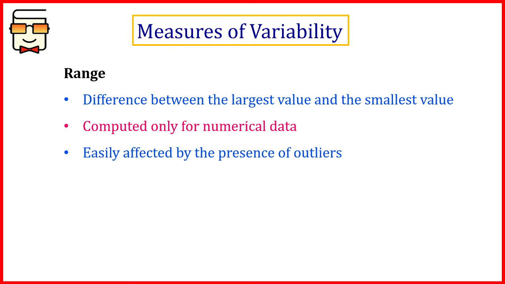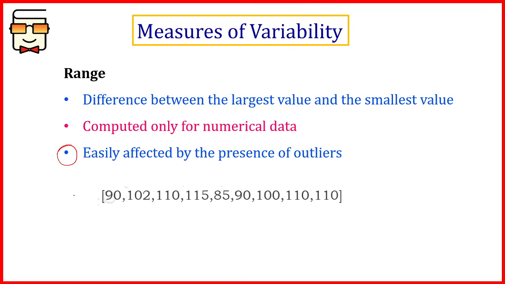Also, it is easily affected by the presence of outliers, because an outlier will be either a very small value, generally the smallest value, or the largest value. And since range depends on the largest and smallest value, the outcome will be heavily affected if there are outliers present in the data for which we are calculating the range.